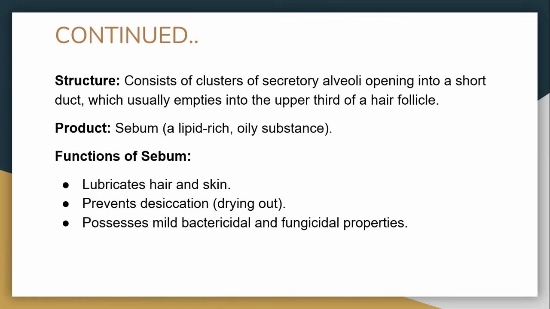Okay, so there are small alveoli, and then comes a small or a short duct, and it empties into the upper third of the hair follicle. And what is the secretion? This is some oil rich or some oily secretion that known as sebum. Like even on the face, that oiliness that occurs, especially during the summer, this is what? This is the product sebum that comes from the sebaceous gland.